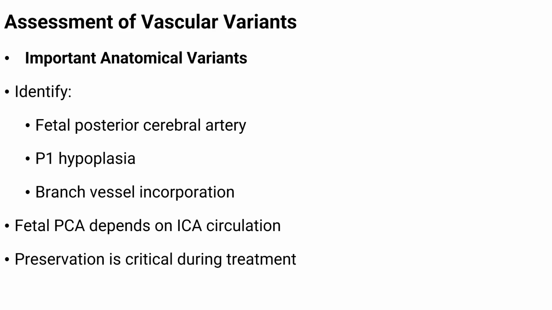Assessment of vascular variance is an essential step before any intervention. It is never optional. Key anatomical variations in the posterior circulation are first identified, including a fetal type posterior cerebral artery and a hypoplastic P1 segment, because these patterns change how blood reaches the brain and can shift the overall hemodynamic balance within the circle of Willis in ways that are not always obvious on routine review.